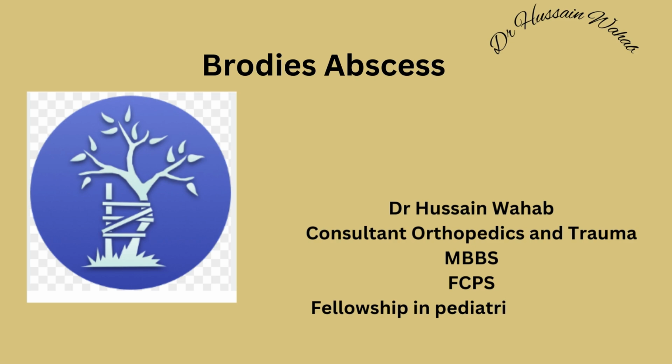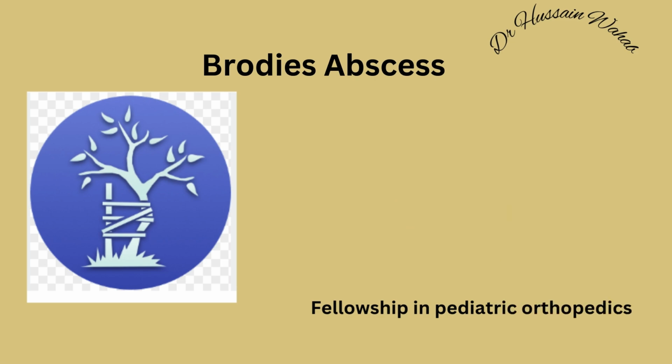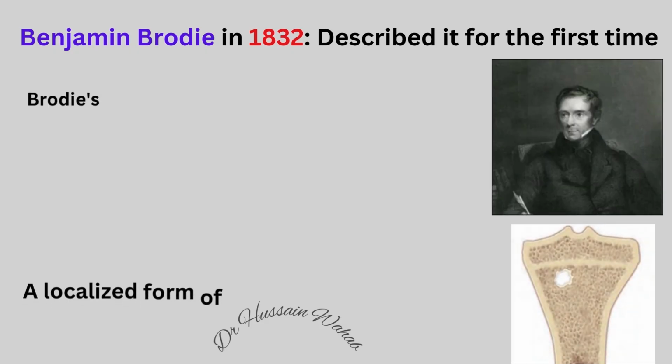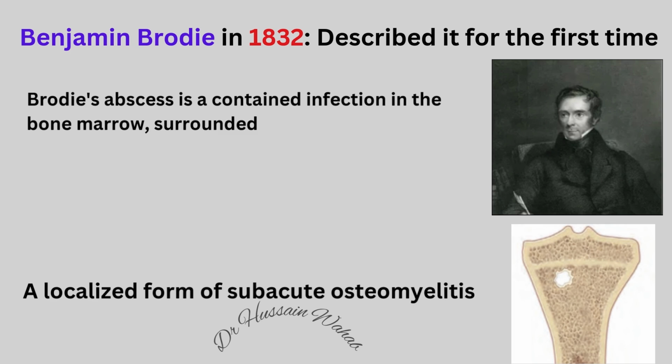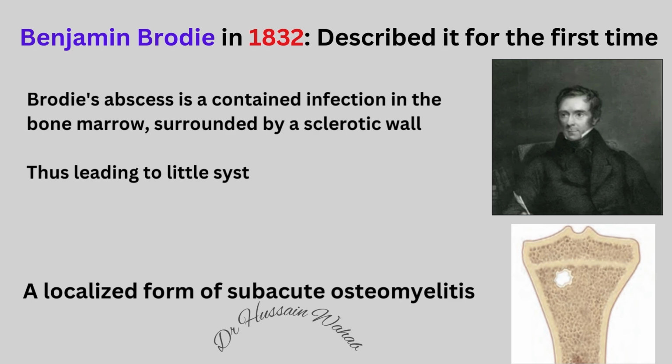Today we will discuss Brodie's abscess. Brodie's abscess was first described by Benjamin Brodie in 1832. Brodie's abscess is a contained infection in the bone marrow, surrounded by a sclerotic wall, thus leading to little systemic inflammatory response. A localized form of subacute osteomyelitis.